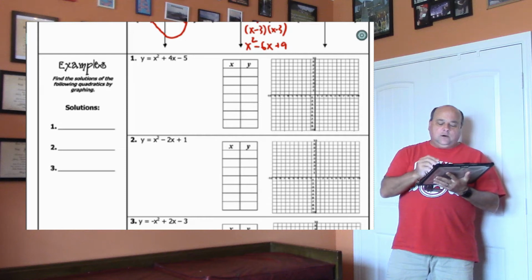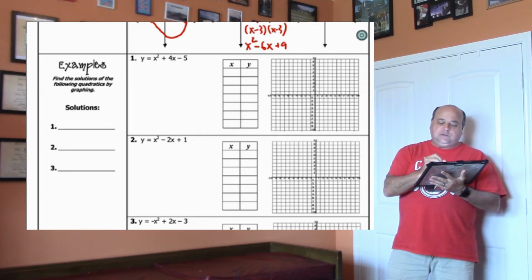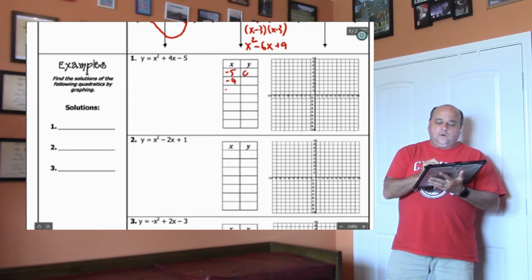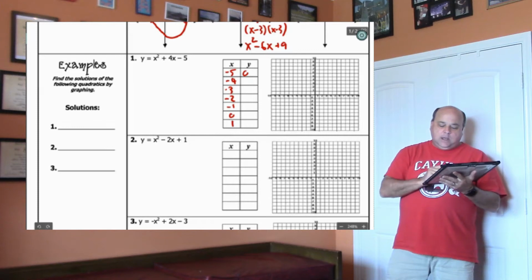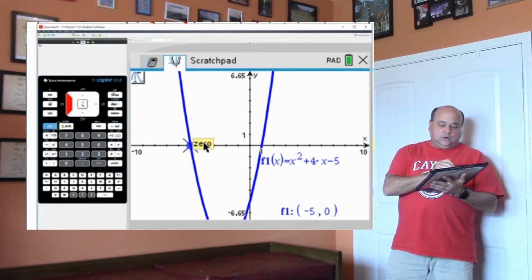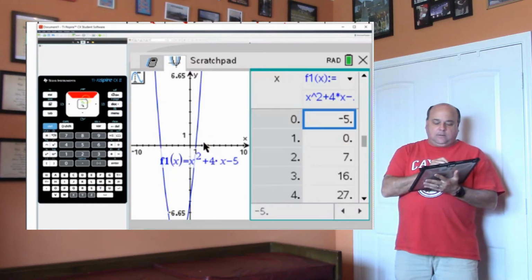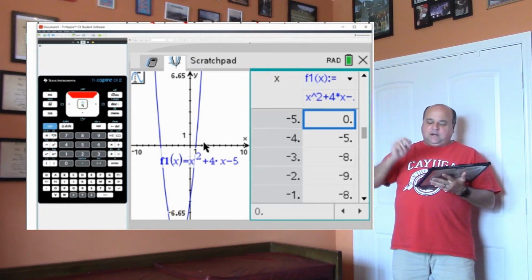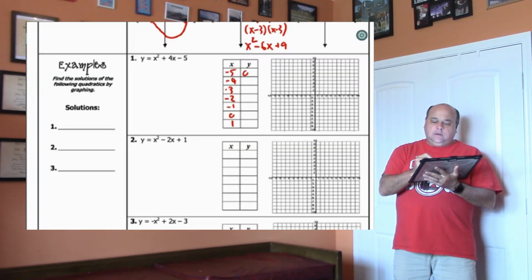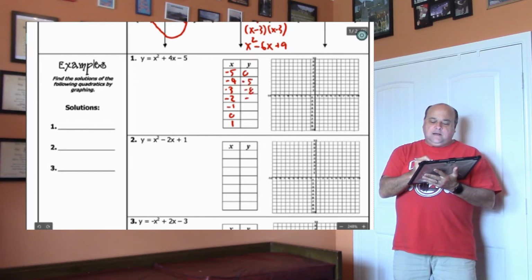So I'm going to go back here, and let's start this one with -5, 0, then -4, -3, -2, -1, 0, and 1. And then let's go to here and hit Control T to get the table. And then these are the ordered pairs I'm going to write down, right? Okay, so -5, -8, -9, and they just flip across.